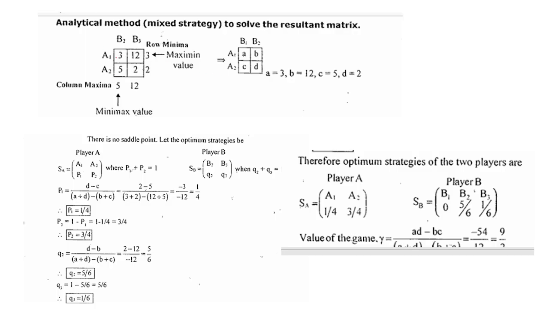In this case, the minimum value in this row is 3, in this is 2, here it is 5, and here it is 12. The minimum among the maximums is 5, the maximum among the minimums is 3. There is no common point, so there is no saddle point. So you have to use the formula to get the game value. The strategies of A are A1, A2 with P1, P2, and for B, B2, B3 with Q2, Q3 such that Q2 plus Q3 is 1.